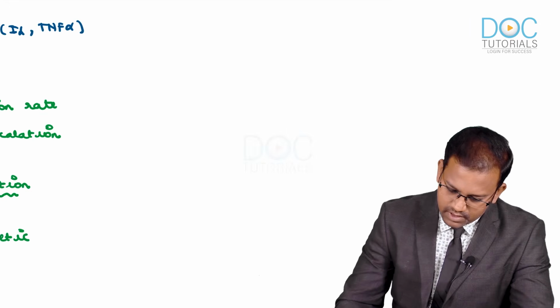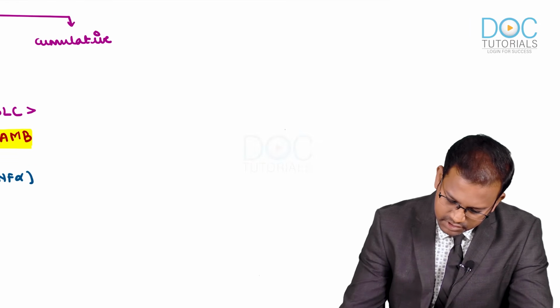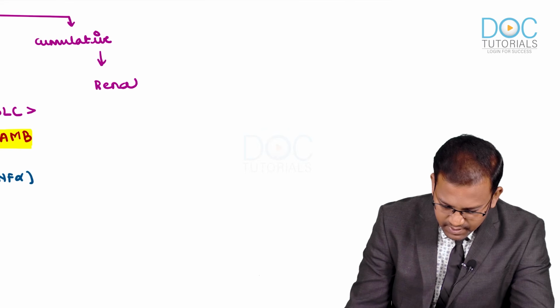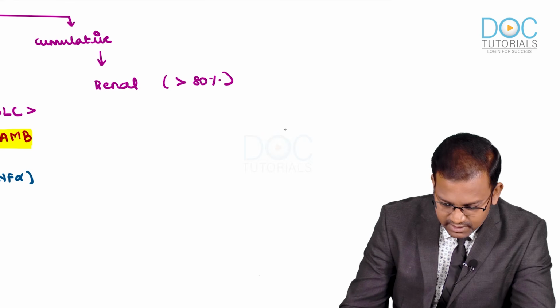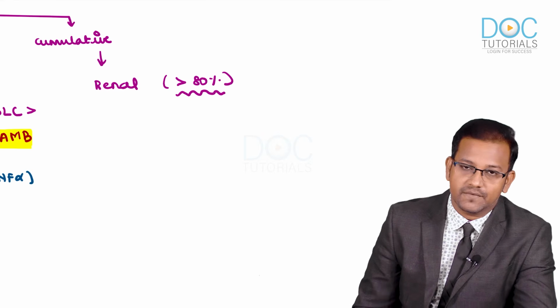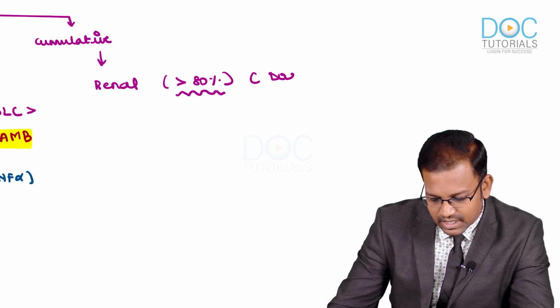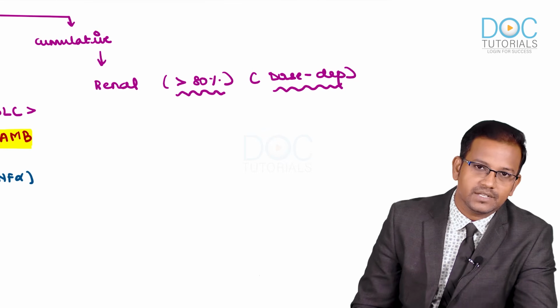Moving on to the next one, we're going to talk about the cumulative toxicity, guys. As far as cumulative toxicity is concerned, the most important toxicity is renal. Why is it? Because more than 80% of the cases will report renal related adverse effects, kidney related adverse effects, and these kidney related adverse effects are dose dependent in nature. As the dose increases, the renal toxicity also increases.